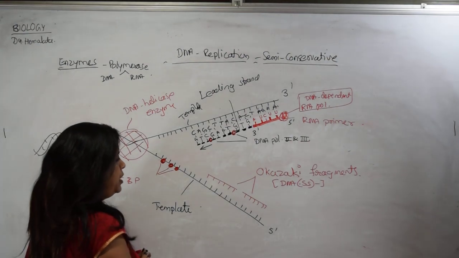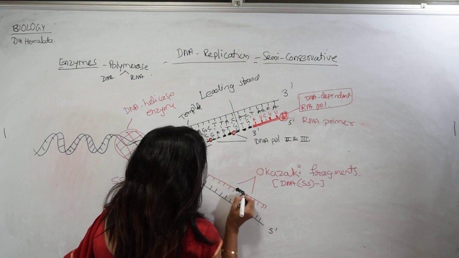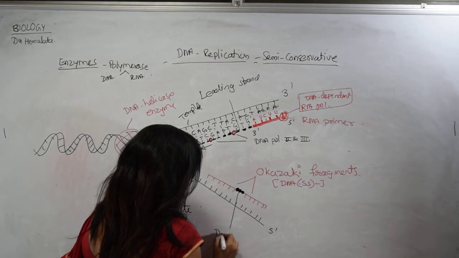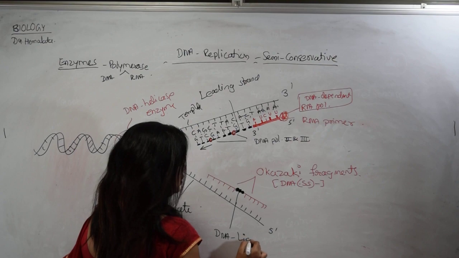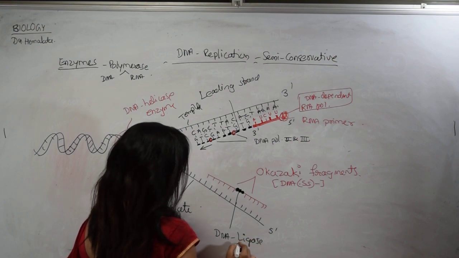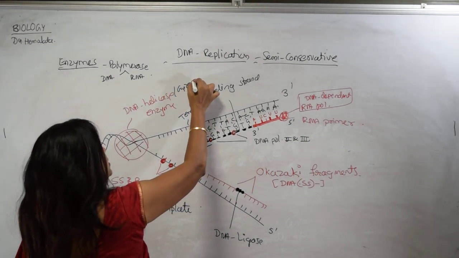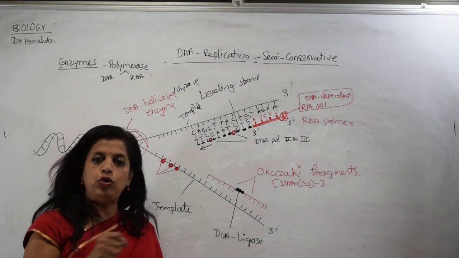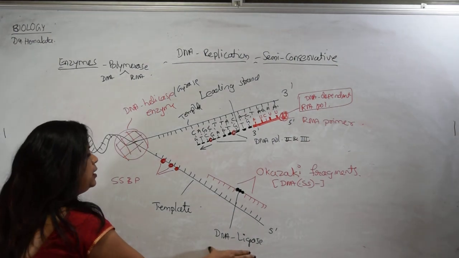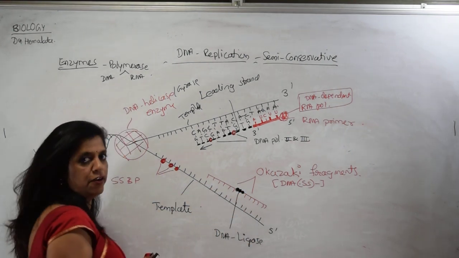These Okazaki fragments' gaps are filled by the binding of the right nitrogen bases. This is done by the enzyme DNA ligase. See, the words are so similar. Ligase and gyrase, you may confuse. Helicase is also called a gyrase enzyme. This is the ligase. Ligase refers to ligate, to bind, to cement. Okay? So these are the enzymes that will fill the gaps between Okazaki fragments.